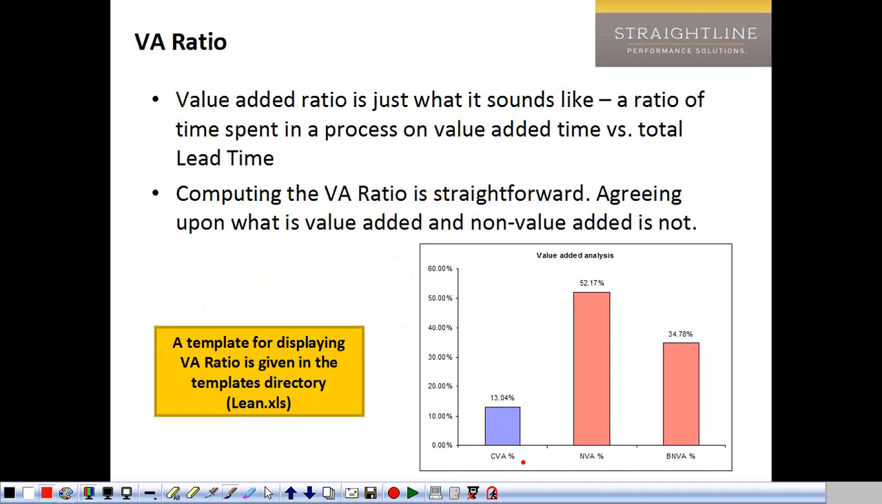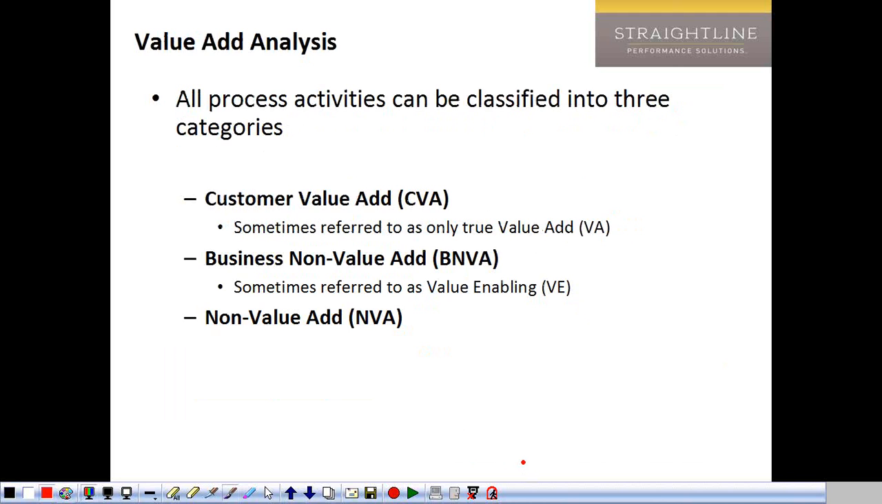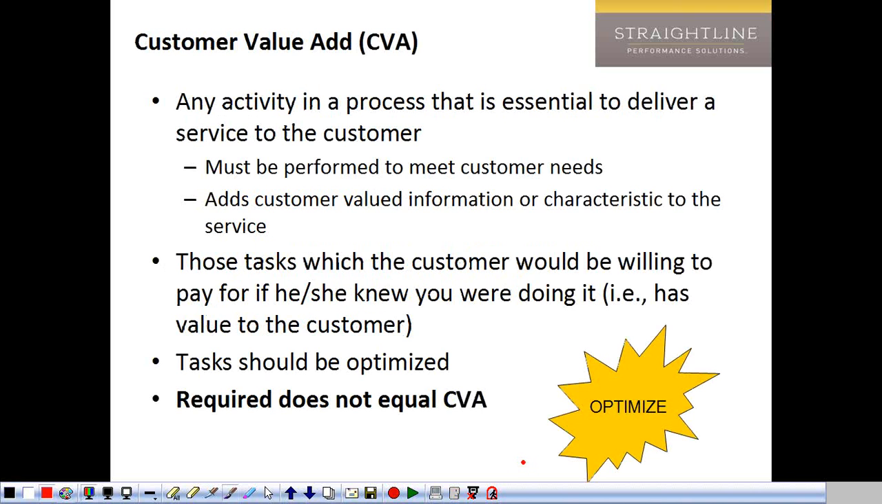Now, the problem with this is, of course, defining what is value-added and what is not. So we'll talk about this in terms of three different categories, what we'll call customer value-add, which is really just value-add. And then there's two different types of non-value-add. The stuff that you actually have to do, which is sometimes called value-enabling. Hate that term, but okay, there it is. We call it here business non-value-add, BNVA, and simply non-value-add, which is just waste.